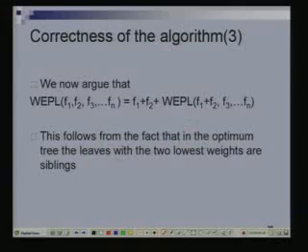Right. So we'll do that in a slightly more formal way. Let's assume that they are siblings. The two minimum are always siblings. Let's argue that if this is true, then it implies this. So we have the best possible tree, and the two minimum are siblings.